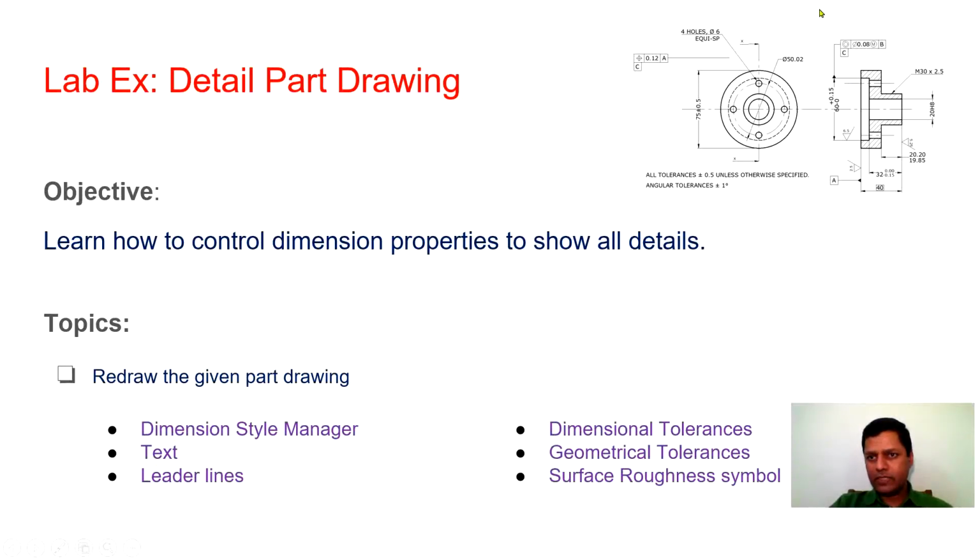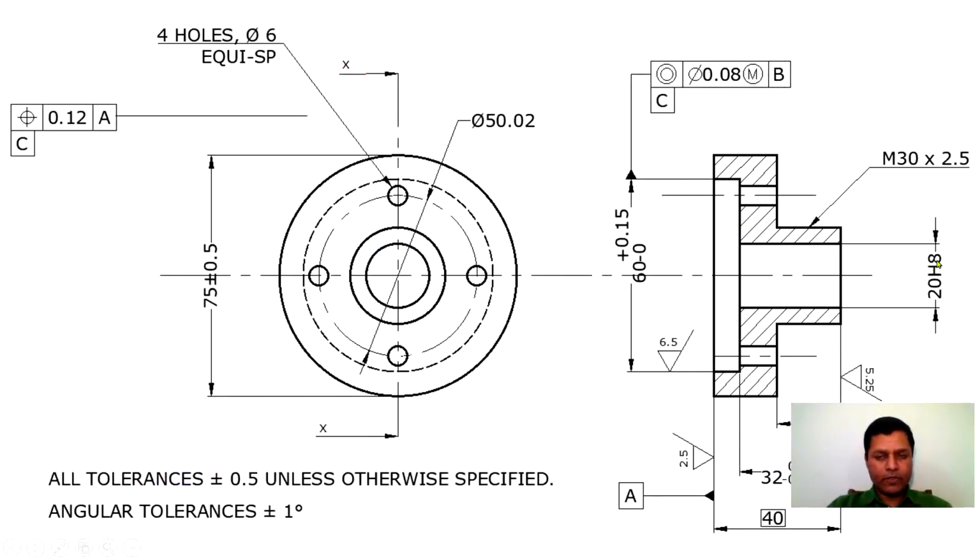This is our shape on which we are going to implement our dimensions. As you can see, the shape is very easy. This is very easy to draw. Because the main focus is to look at the dimensions, we can see the dimensions have a lot of varieties here. We have the dimensional tolerances here, here and here.